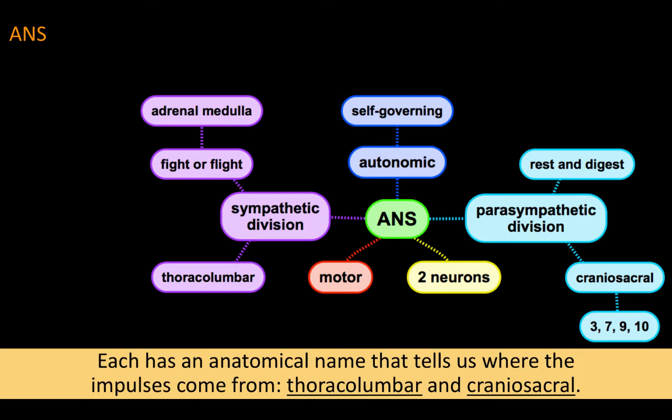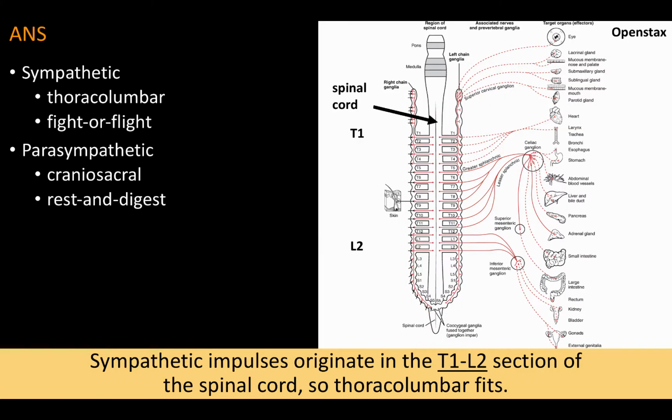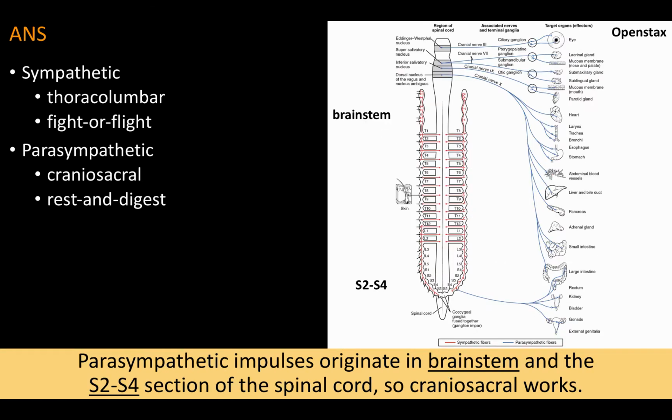Each has an anatomical name that tells us where the impulses come from, thoracolumbar and craniosacral. Sympathetic impulses originate in the T1 to L2 section of the spinal cord, so thoracolumbar fits. Parasympathetic impulses originate in the brainstem and the S2 to S4 section of the spinal cord, so craniosacral works.